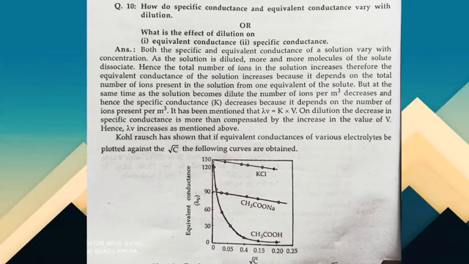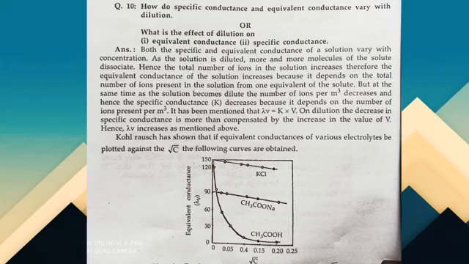Kohlrausch has shown that if the equivalent conductance of various electrolytes is plotted against the root of C, that is the concentration, the following curves are obtained. You can see clearly over here the graph plotted, equivalent conductance versus root C, and you can find what happens to the specific conductance and the equivalent conductance.